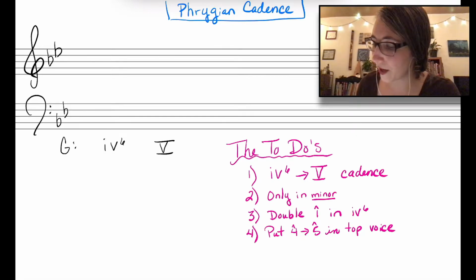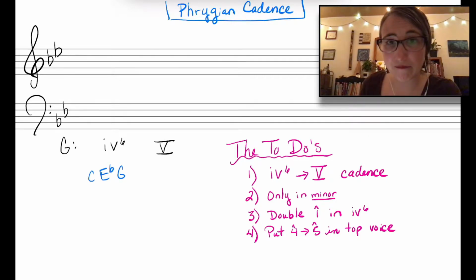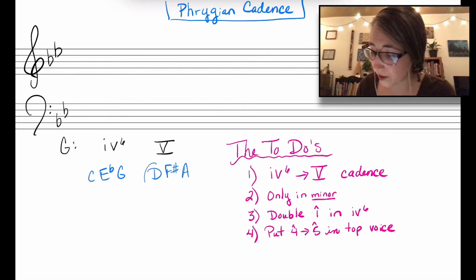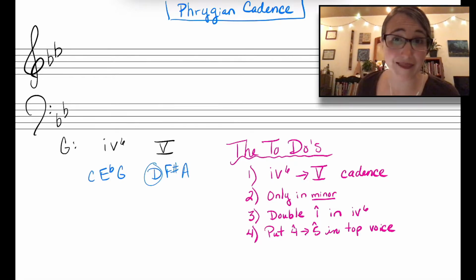So if we're in the key of 2 flats, I'm in the key of G minor, let's just think through what we've got in our chord. The 4 chord in the key of G is going to be C, E flat, G, right? My 5 chord is going to be D, F sharp, A, because I'm going to raise my leading tone, make it major. Root position chords, you double the root, right? So in this chord, you're going to double the D. In first inversion chords, typically you can double anything.